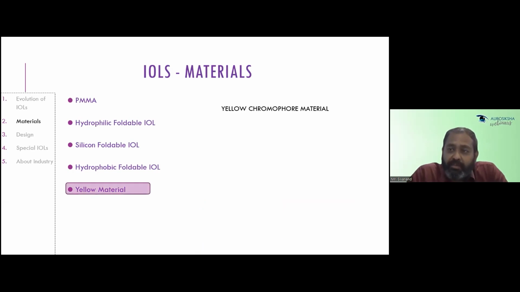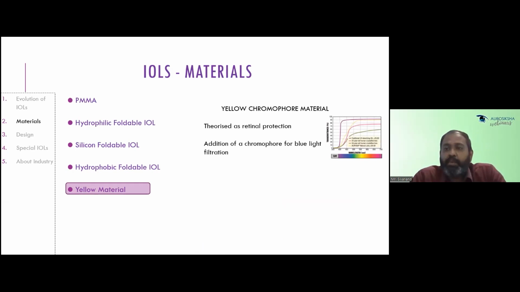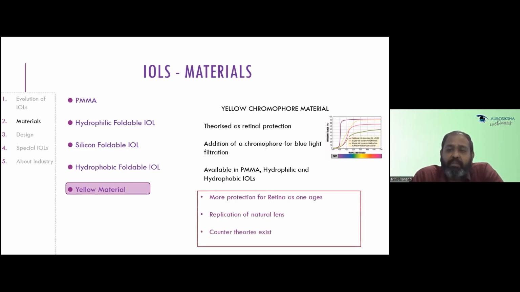Now you have also come across yellow material lenses. Okay, these are normally found in hydrophobic material. It is theorized as a retinal protection because these lenses have an ability to filter a certain wavelength of blue light. Okay, and this wavelength of blue light is said to cause harm to the retina as the eye ages. So that is why this blue light filtering IOL or the yellow material IOL has gained popularity.